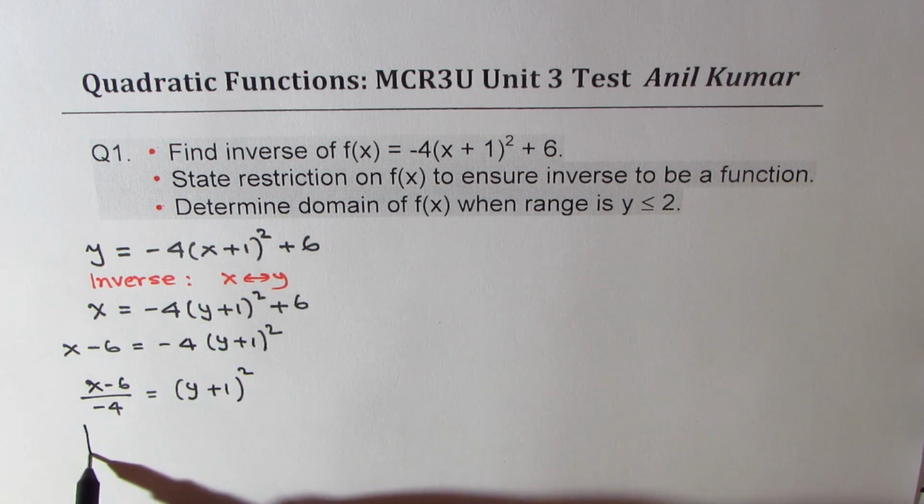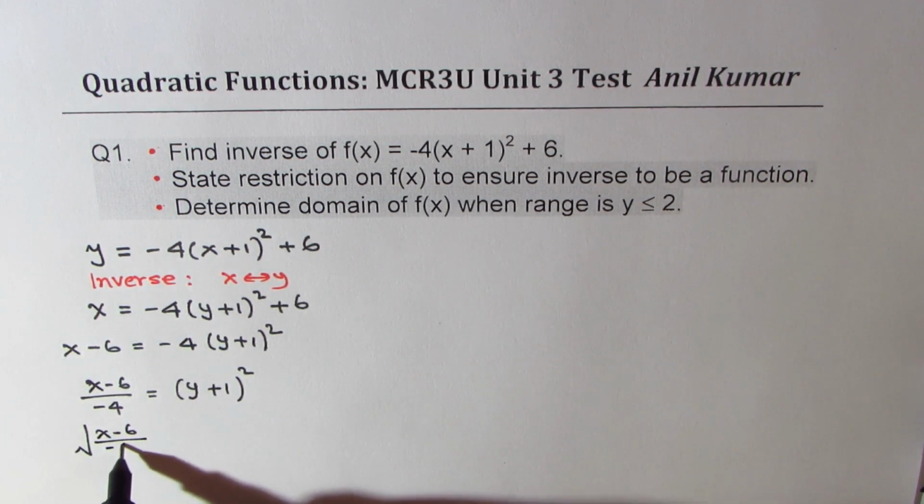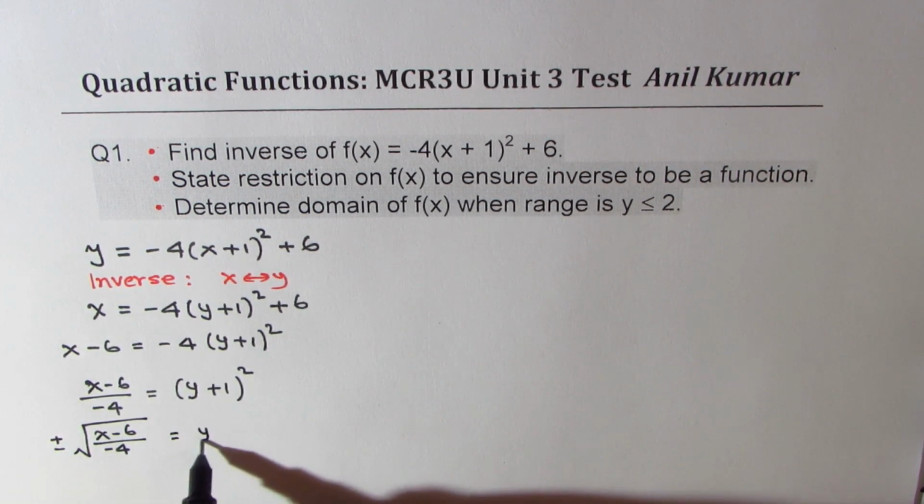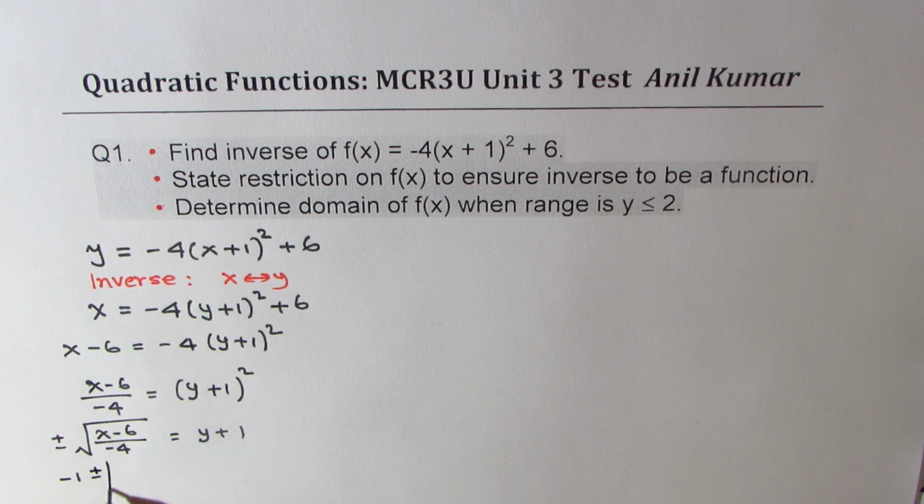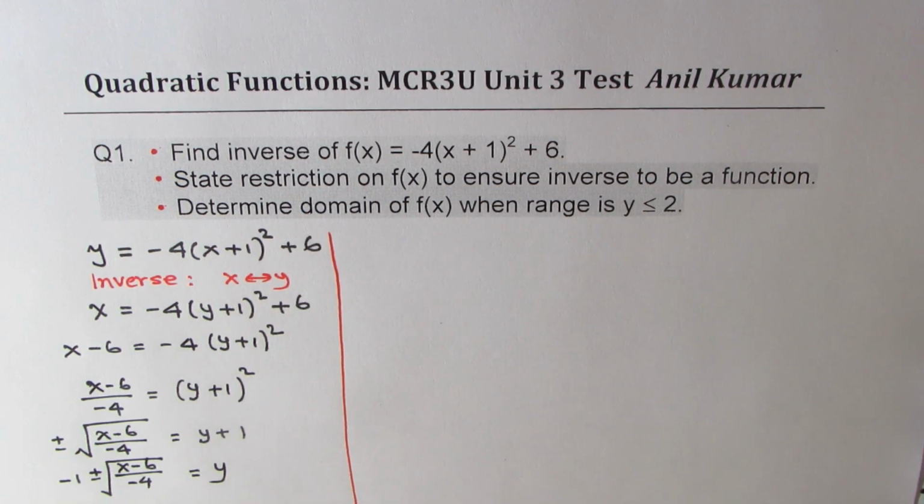Now square root both sides. So we get square root of (x minus 6) divided by minus 4 with plus and minus sign, equals y plus 1. And now we can isolate y, bringing 1 to the left side. So we get minus 1 plus minus square root of (x minus 6) over minus 4 is equal to y. So that gives you the inverse of the function.